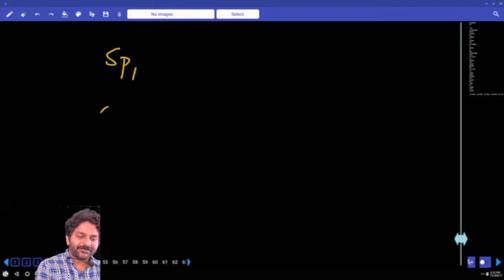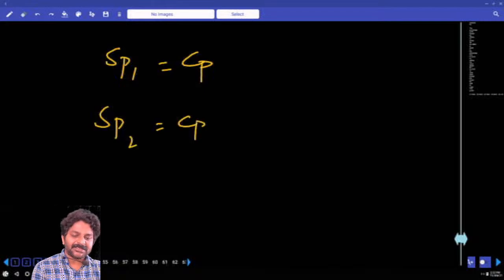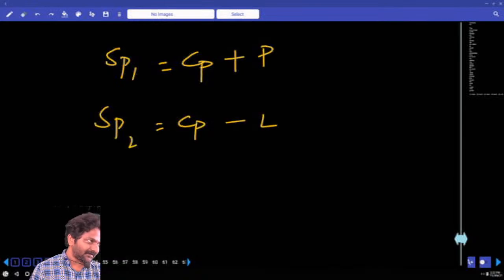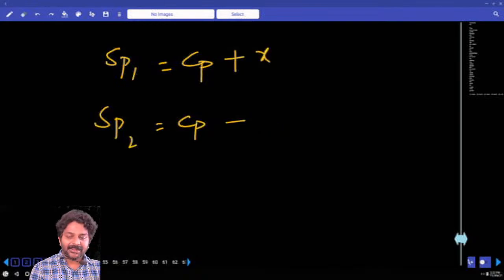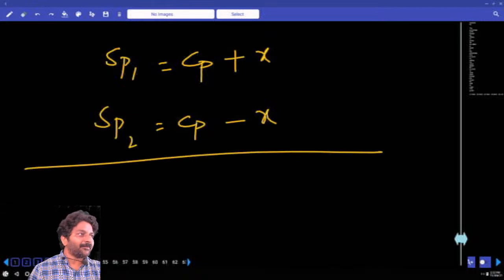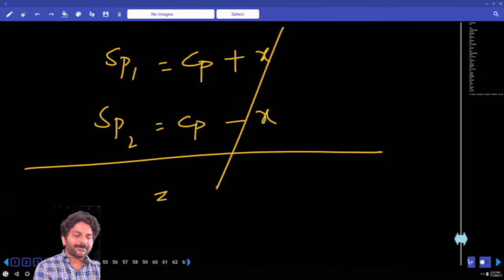If the selling price of article 1 and article 2 are both here, selling price in the sense cost price plus profit or cost price minus loss. So I can write it as profit and then loss. But according to this condition, profit and loss both are equal. That means I can write it as x only. When you add both, x gets cancelled. Then 2 cost price is equal to SP1 plus SP2. Then cost price is equal to half of that number. That's the reason why we are taking the average.